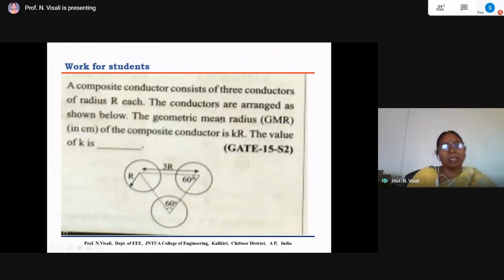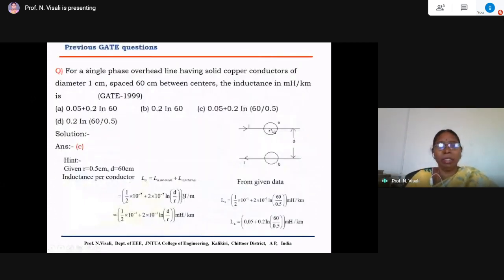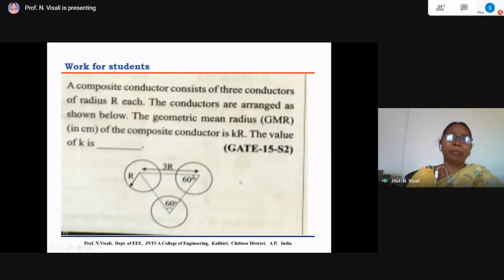So all these problems you have already seen. Almost all the GATE problems I have obtained, I have shown here and explained according to the theory and analysis. But I want to give you some problems for homework. They are direct, simple problems. You can calculate them and give me the solutions for tomorrow's class.